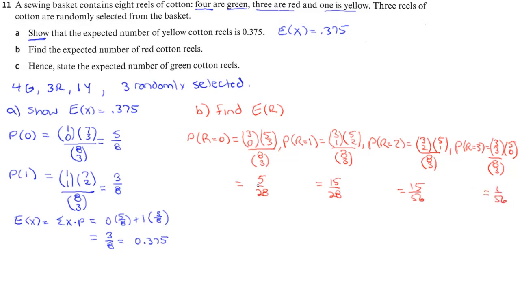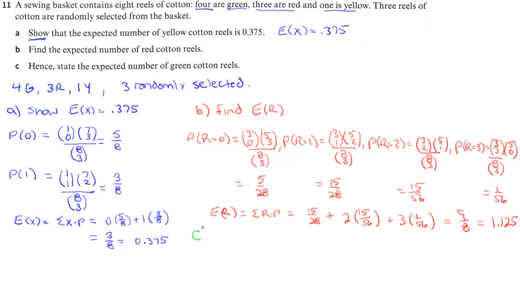And now we've got our values for R, and then we've got each associated probability. And then to find the expected value, all we've got to do is use the formula of each R times its probability. In this case, 0 times 5/28 is going to be 0, but I am still going to do 15/28 times 1 plus 2 times 15/56 plus 3 times 1/56. And then all I've got to do is add all those up, and I'm going to find out that I get 1.125 for an expected value.